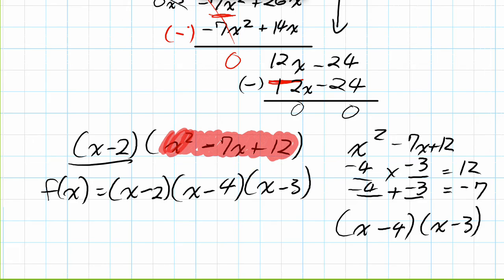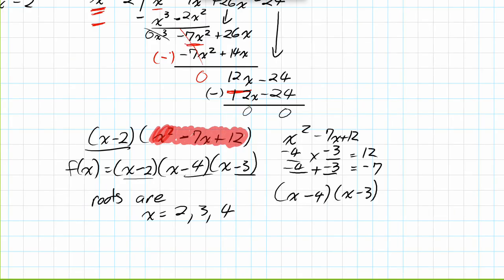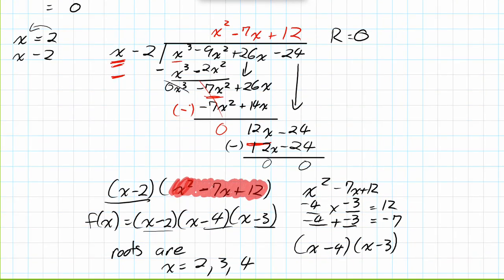And what does that mean? What are our possible roots? Our roots are x is equal to, and I just look for the opposite signs because there's no coefficients in front of x, are 2, 3, and 4 in this question. Let's see. We'll look at everything at once.